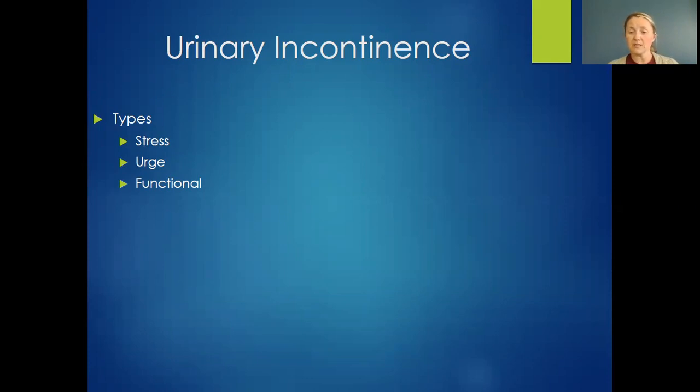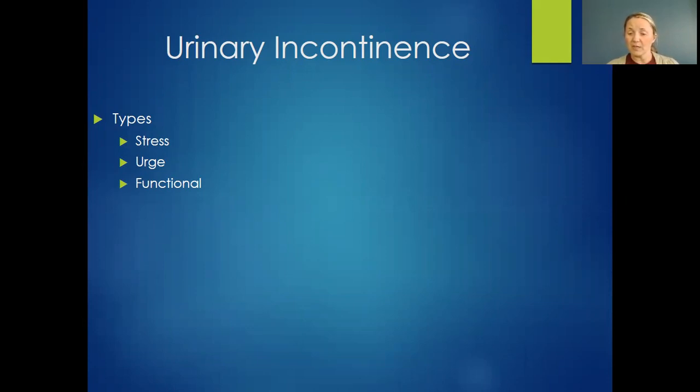Functional incontinence is a cognitive impairment that makes it difficult for the client to get to the bathroom in time for voiding. So this is more that they're not able to make it to the bathroom when they need to void because of a cognitive impairment.